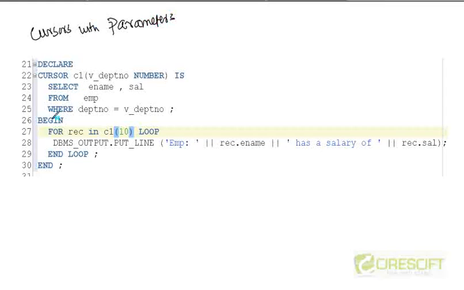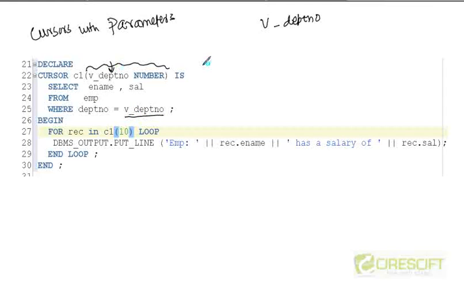So here's a simple example where I rewrote that piece of code. The old code was just cursor C1, but here I introduce a parameter. What is the parameter name? The parameter name is v_department_number. What is the parameter type? The data type is a number. Okay, and then I declare select ename, sal from EMP where department number is equal to whatever parameter I give. I just put that there.